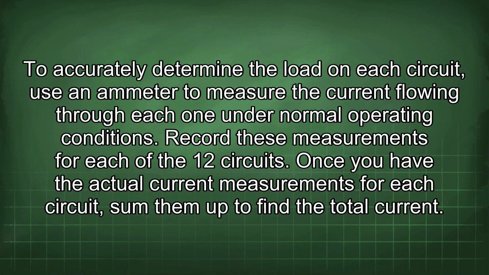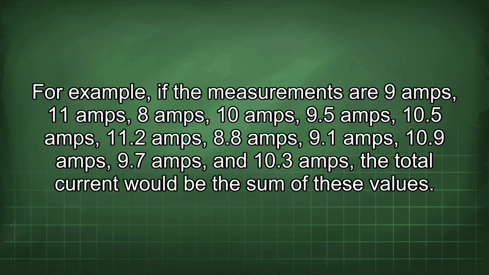To accurately determine the load on each circuit, use an ammeter to measure the current flowing through each one under normal operating conditions. Record these measurements for each of the 12 circuits. Once you have the actual current measurements for each circuit, sum them up to find the total current. For example, if the measurements are 9 amps, 11 amps, 8 amps, 10 amps, 9.5 amps, 10.5 amps, 11.2 amps, 8.8 amps, 9.1 amps, 10.9 amps, 9.7 amps, and 10.3 amps, the total current would be the sum of these values.